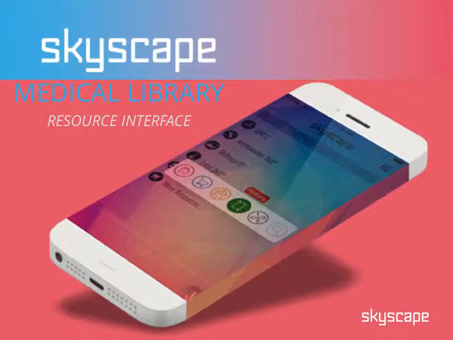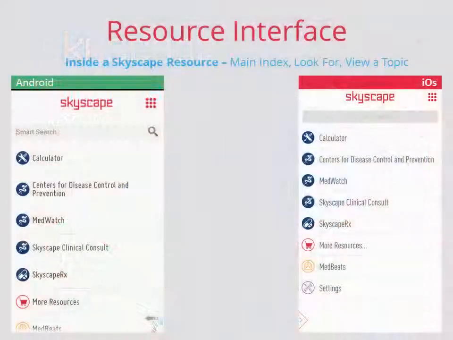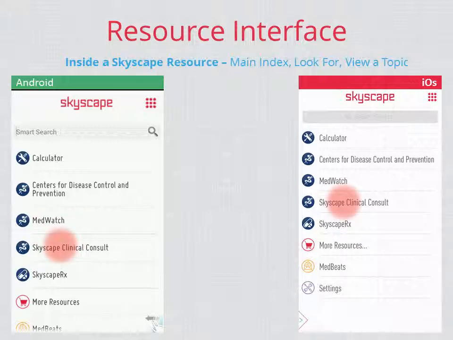Let's take a look at what a typical book resource looks like inside the Skyscape app. We will also learn how to navigate through a resource. Let us see what a typical book looks like inside the Skyscape app. I am going to choose one of the free resources we downloaded earlier, the Skyscape Clinical Consult. I start back at my Skyscape Home and see a listing of my resources. I see the Skyscape Clinical Consult listed and I tap on it to open it up.